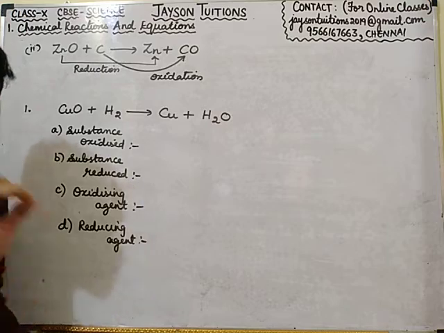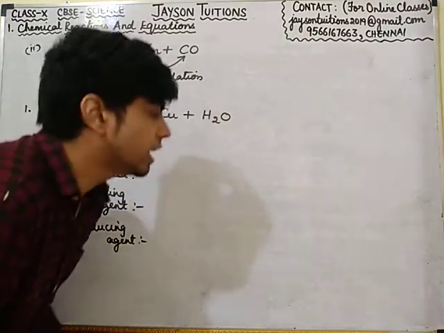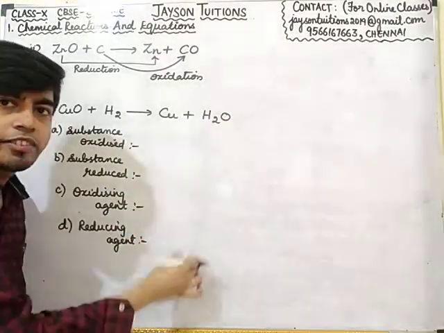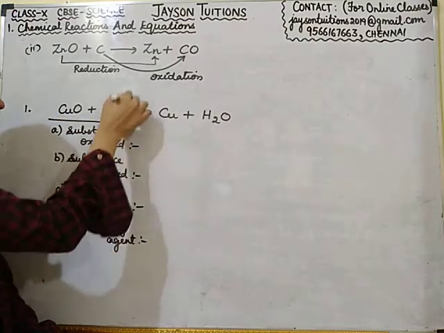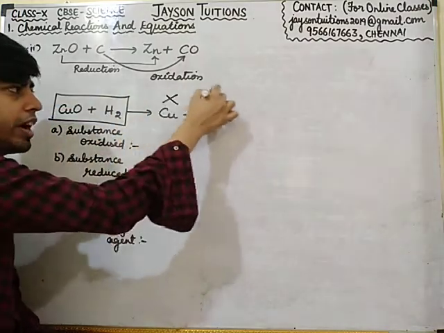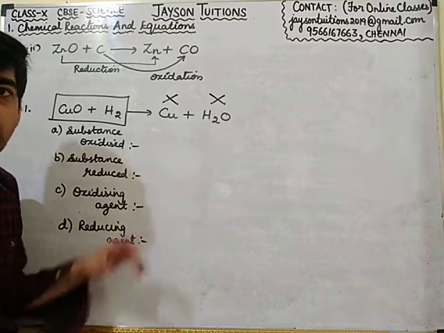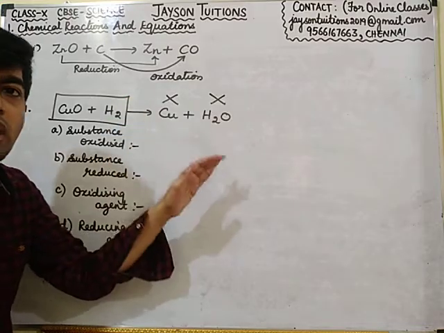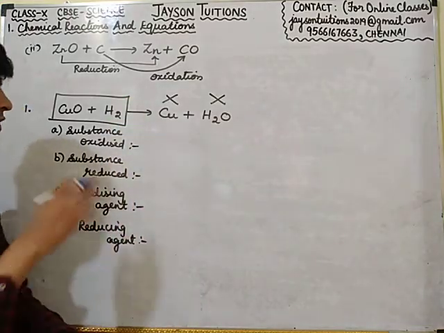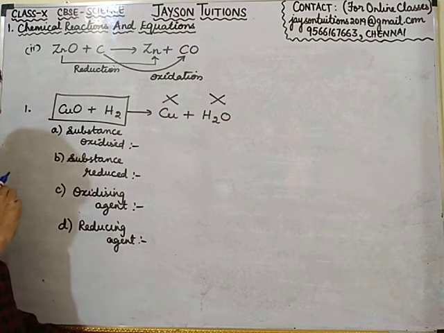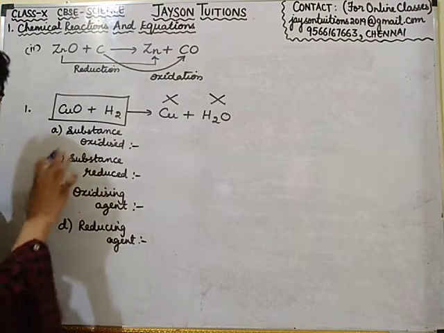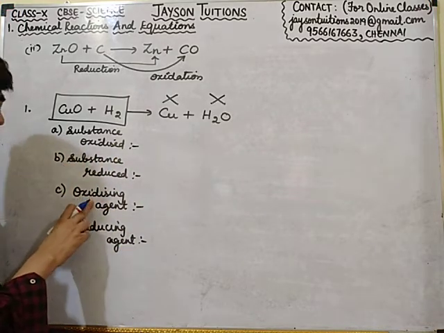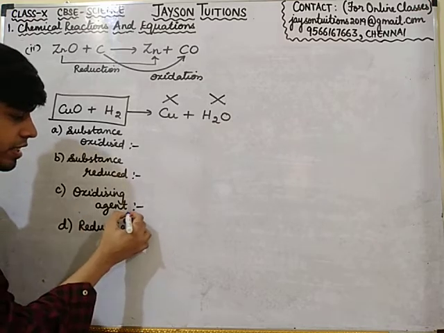Always remember the clue which I say. When they ask a question like this, all the answers will be on the reactant side only. Don't look in the product side for the answers. Whenever they ask a question, see only the reactant side. First, substance oxidized and substance reduced, let us leave these two. Oxidizing agent, reducing agent. You must know what an oxidizing agent is.